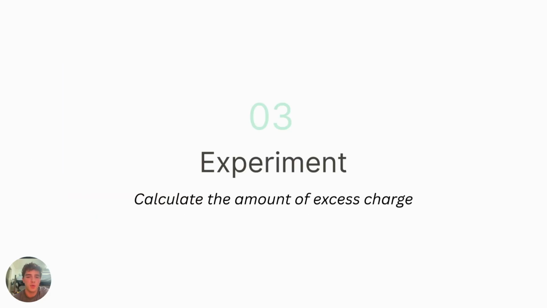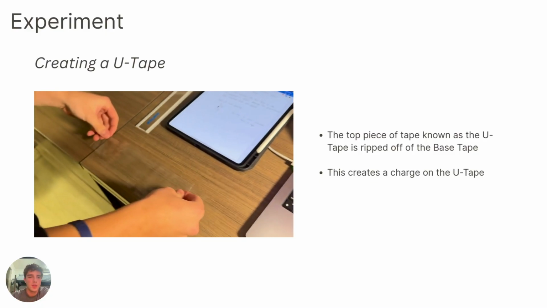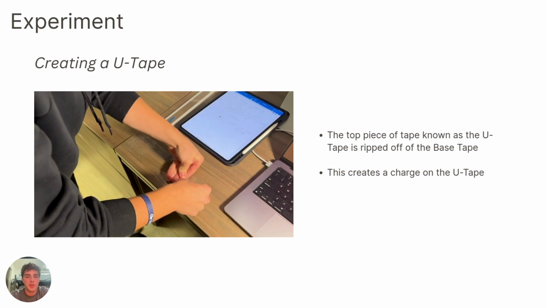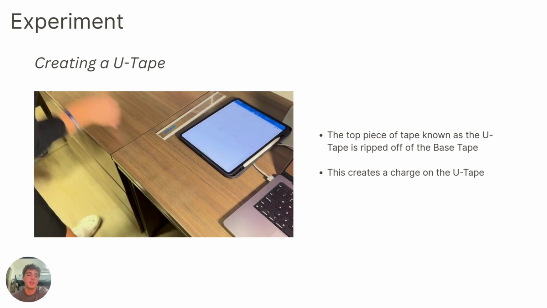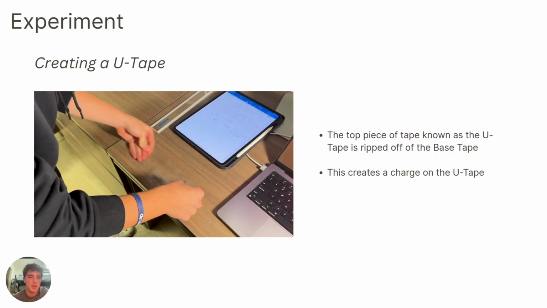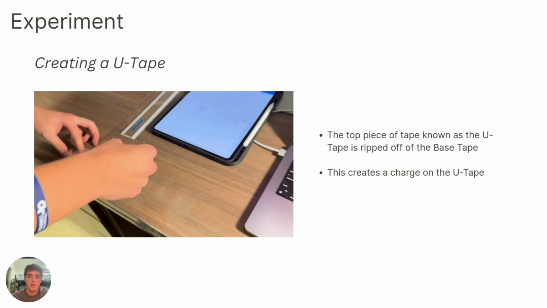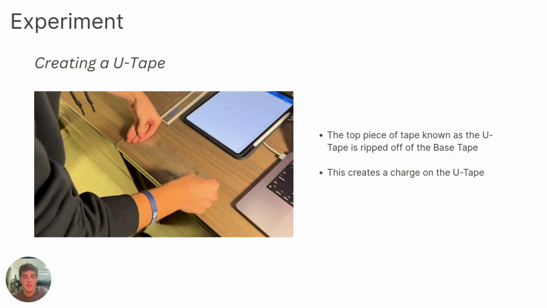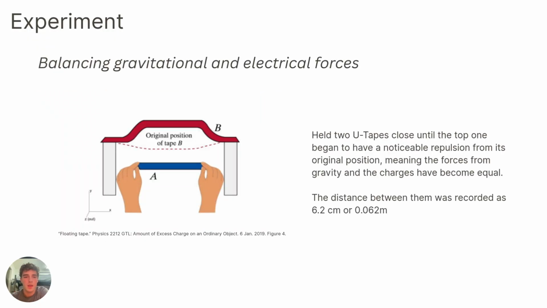Now for the experiment, where we try to calculate the amount of excess charge. So here's me creating a U-tape. You have a base tape, and you stick it to the base tape, and then you rip it off. And when you rip it off, you create a charge on the U-tape. But you don't want to touch it, because the moment you touch the U-tape, it might lose the charge.